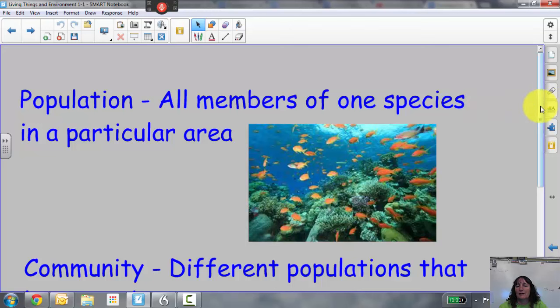A population is all the members of one species in a particular area. So in this picture, all of the orange fish, they are the population of the orange fish in that habitat.